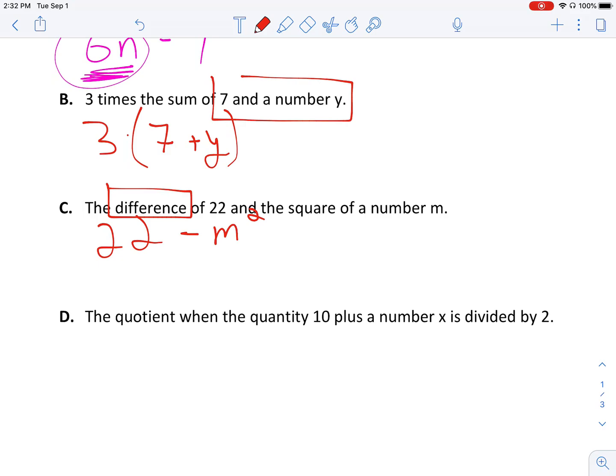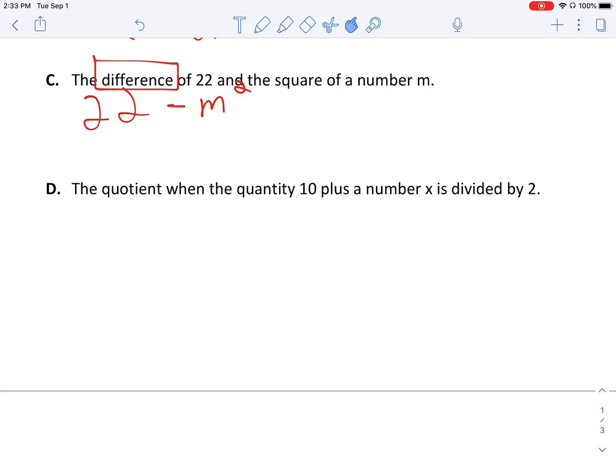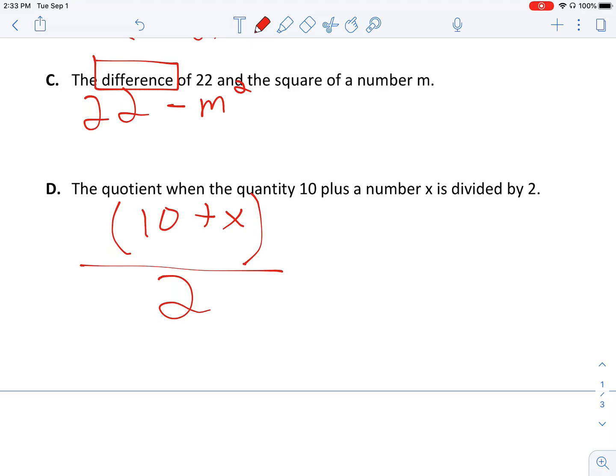Okay? And then lastly, the quotient, so that tells me division, when the quantity 10 plus a number x is divided by 2. The quotient when the quantity 10 plus x is divided by 2. So again, I'm going to do the 10 plus x in parentheses, and I'm going to divide that by 2. That's what that's saying. Quotient meaning divide. I want to know that whole thing after I've added x and 10, and then I divide by 2.